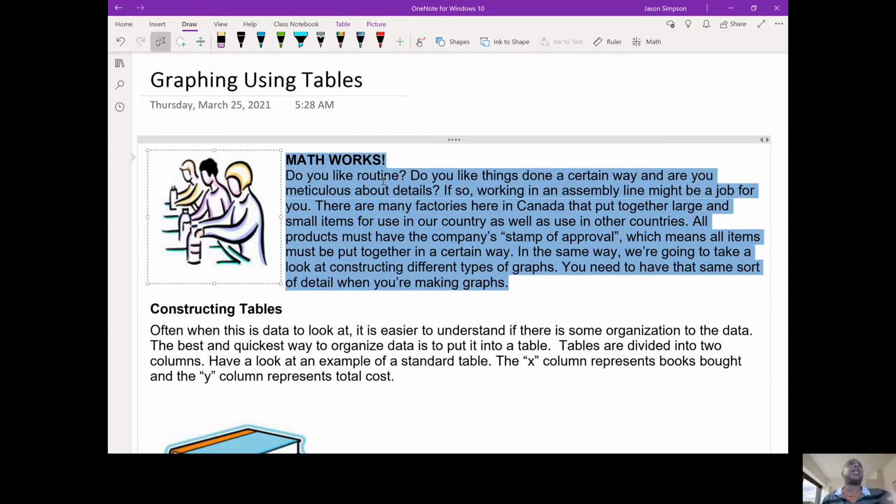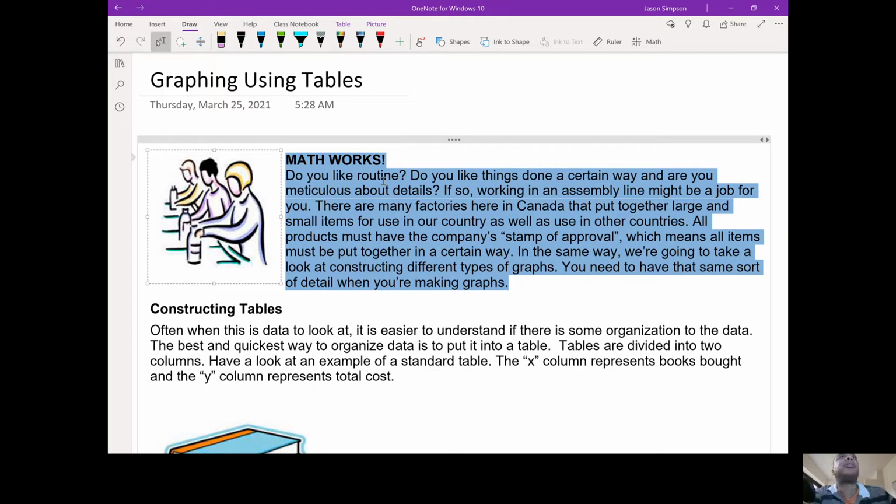Are you one of those guys that like routine? Are you somebody that likes to do certain things in a certain way and is very, very careful to do it exactly the same way every single time? Well, if that's the case, then we can start thinking about working in factories, right?